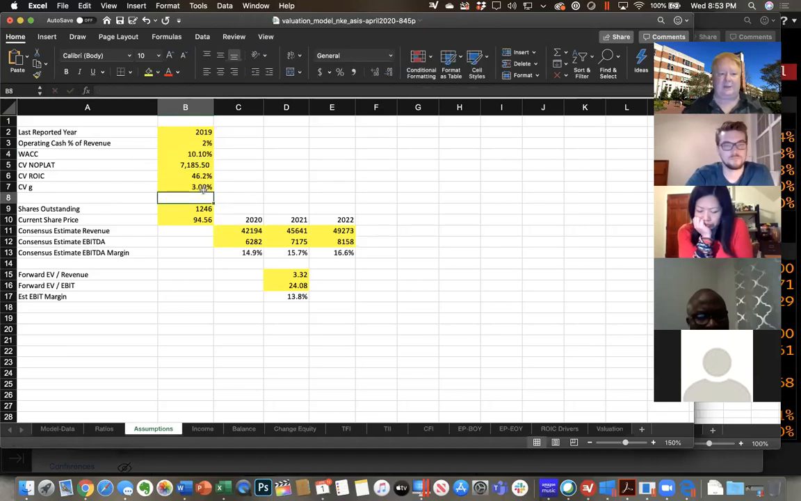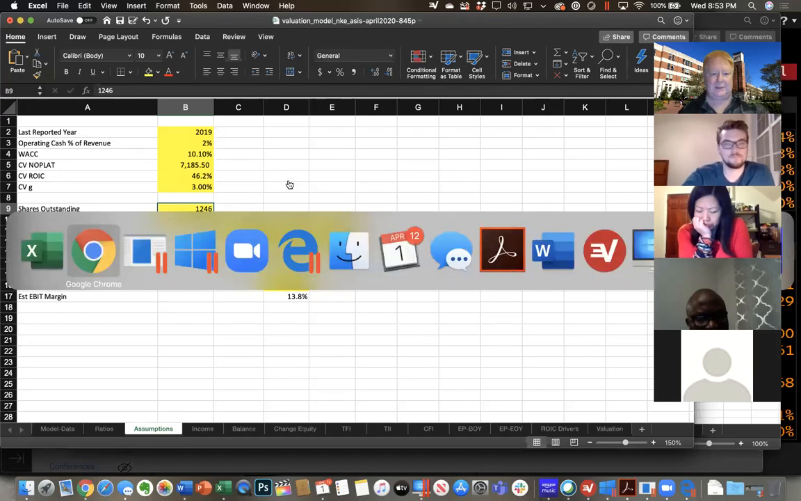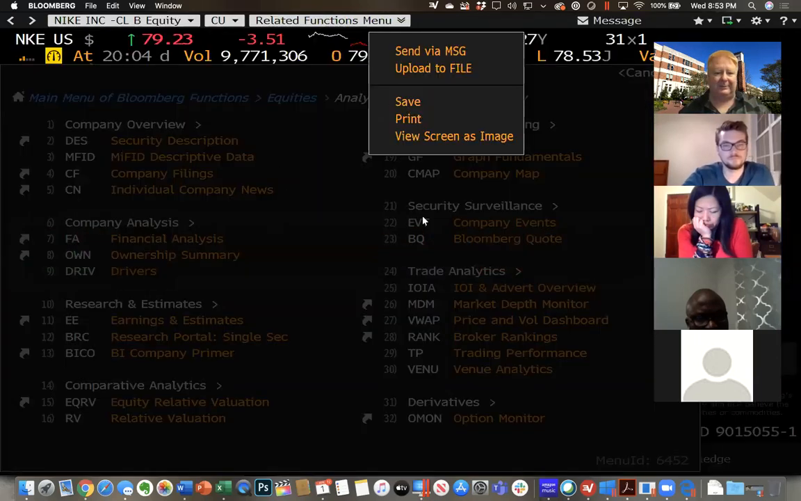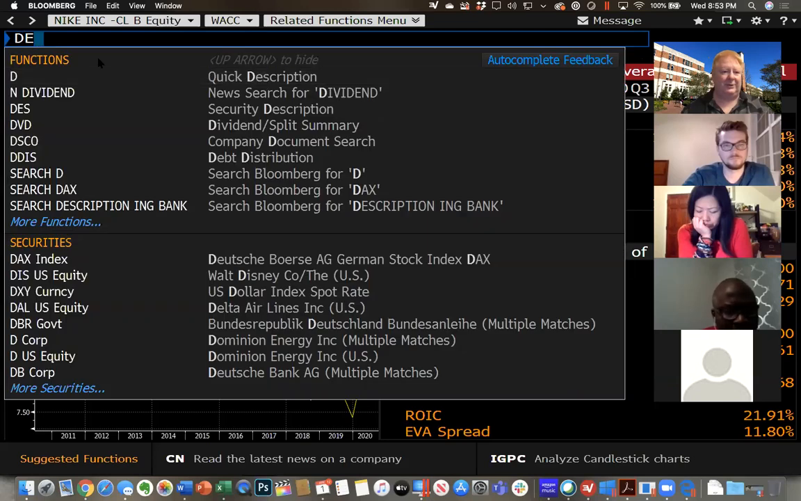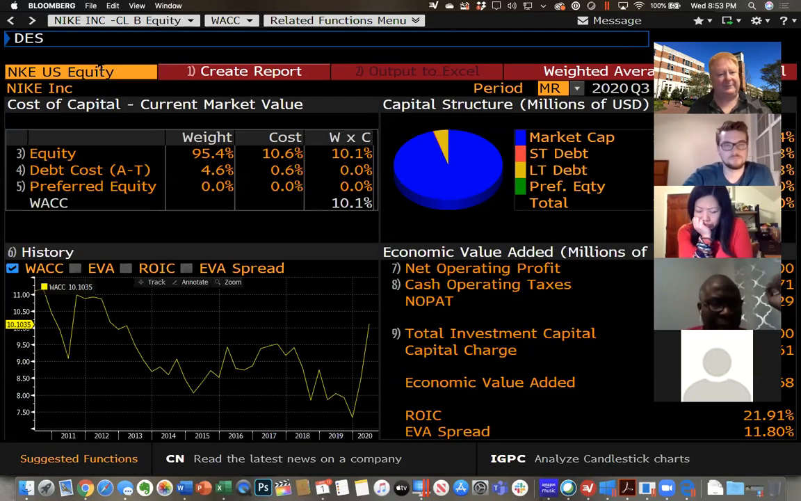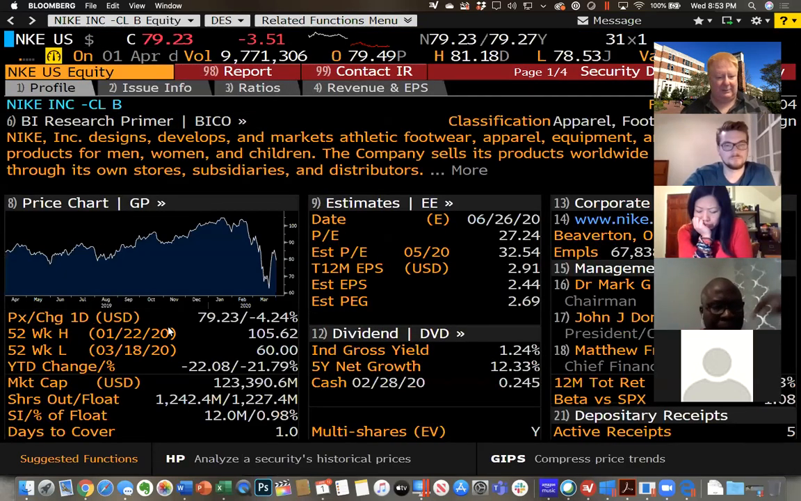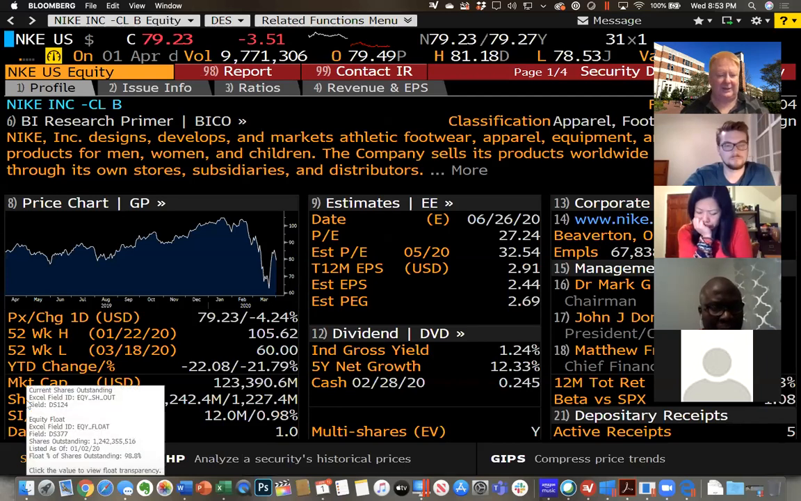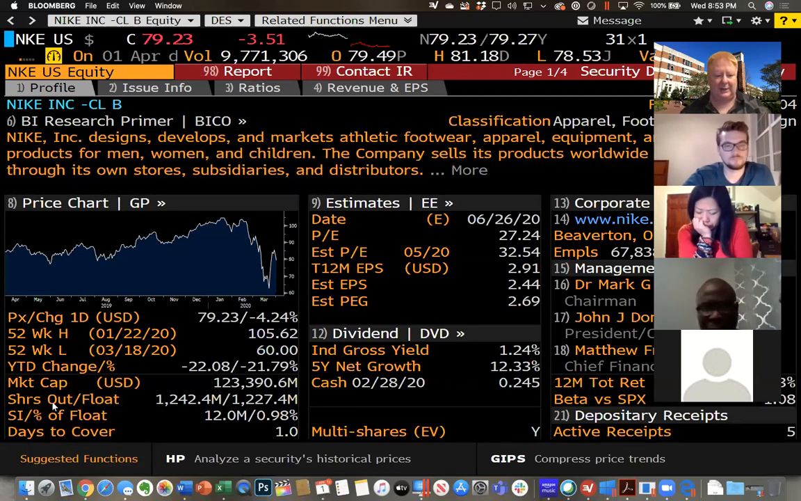Now, the next thing we're going to change is the shares outstanding. Did the shares outstanding at the time of the valuation today change from when you did the video? Well, again, the second screenshot would come from Bloomberg. And what the professionals would do is go to DES, and Bloomberg summarizes for them the current shares outstanding right here on this screen. It's called the description.